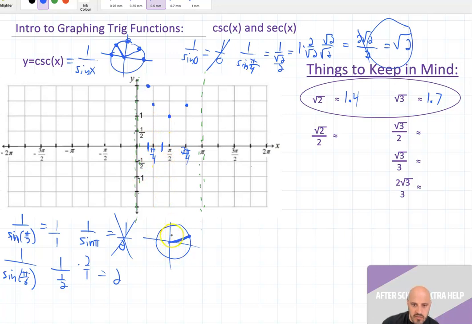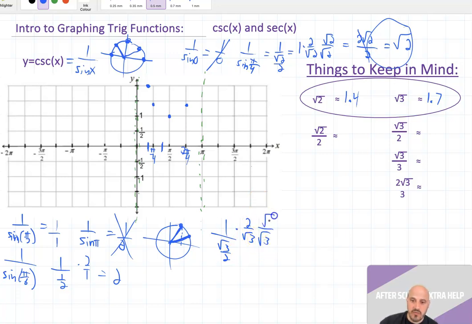And how about if I put in pi over 3? Well, now I'm up here. Now my y is the larger side, right? So that's root 3 over 2. So 1 over root 3 over 2. Let's flip and multiply, right? Times 2 over root 3. I don't like this. Let's rationalize.